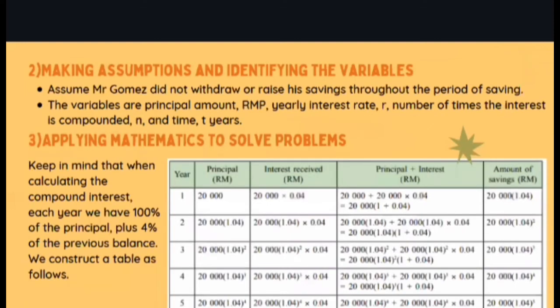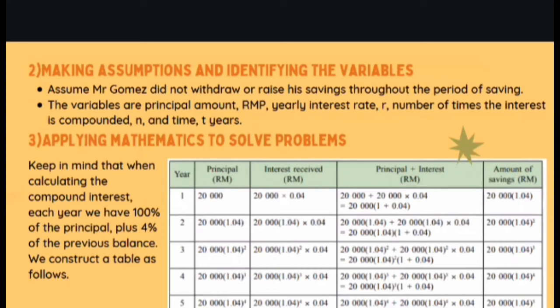The second step, making assumptions and identifying the variables. We assume that Mr. Gomez did not withdraw or raise his savings throughout the period of saving. The variables are principal amount, RM P, yearly interest rate, R, number of times the interest is compounded, n, and time, t years. Step number 3, applying mathematics to solve problems.